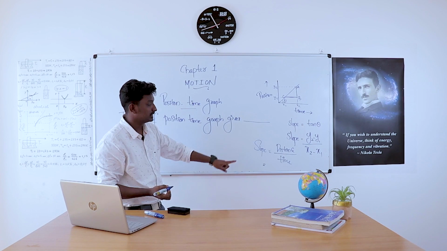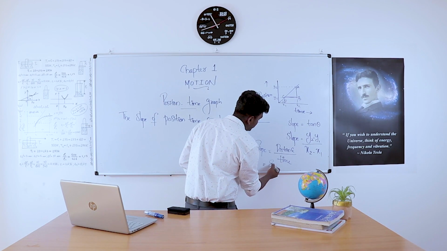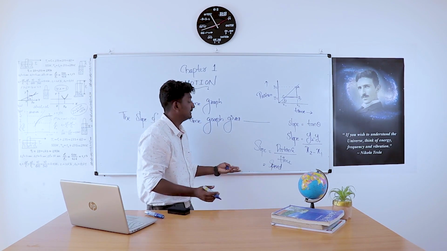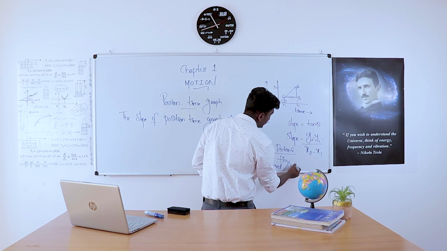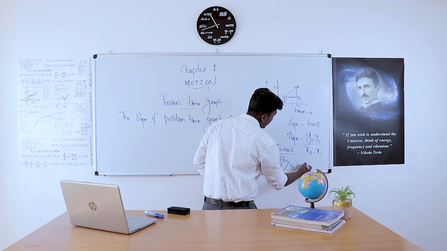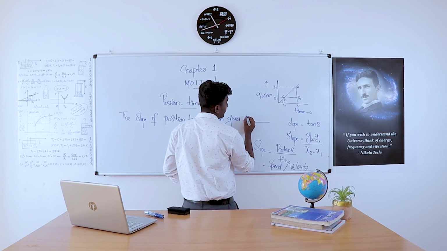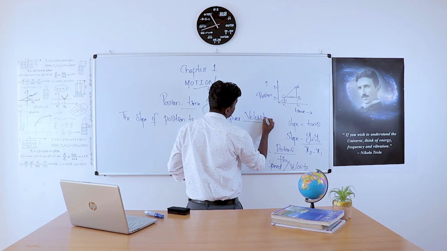We already know this term. Distance by time is speed. If the object is traveling in a straight line, then distance and displacement are the same, so we can write velocity also. Then the slope of the position time graph gives speed or velocity.